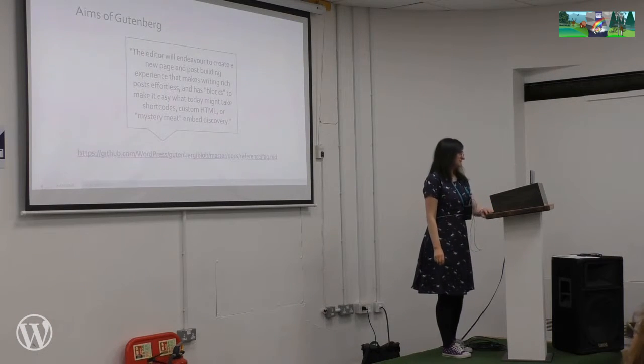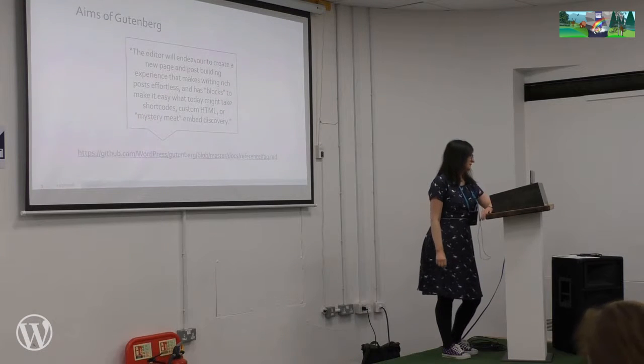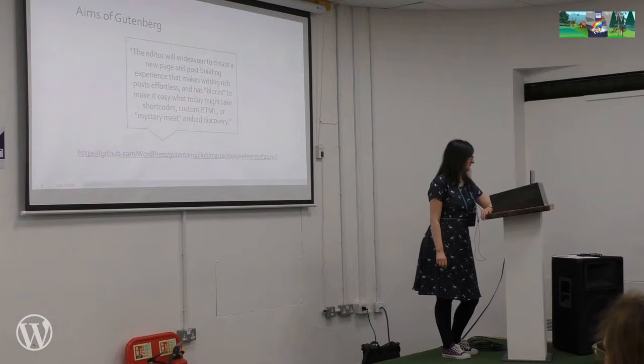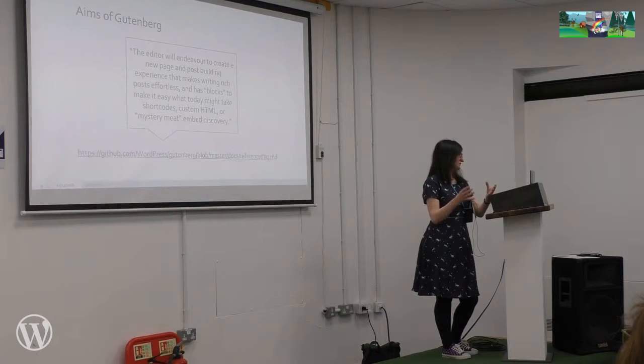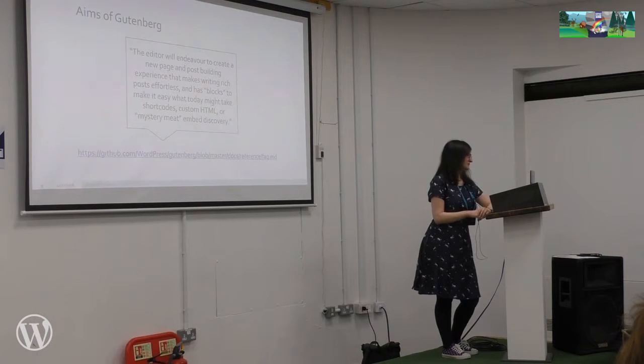So this is the stated aim of Gutenberg from the GitHub repository where it's been created. We've got three elements, I think, to this. One of them is we want to create a builder, something that makes rich posts effortless. That also incorporates something that is easy to use. And I think there's a discoverability element to this as well.